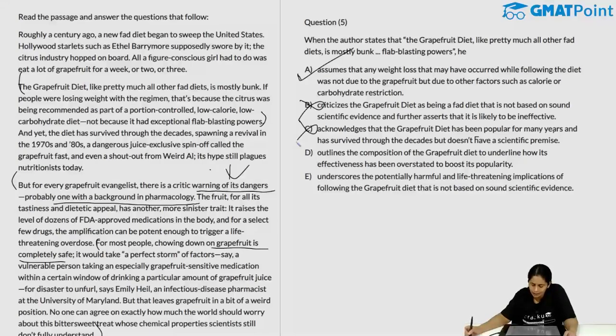D outlines the composition of the grapefruit diet to underline how its effectiveness has been overstated to boost its popularity. He doesn't outline the composition. I don't know exactly what the grapefruit diet is. After reading the passage, I don't know how exactly you are supposed to follow the diet, what its composition is. So this is definitely not the answer. E underscores the potentially harmful and life-threatening implications of following the grapefruit diet that is not based on sound scientific evidence. This does not give the risk part. That risk part of potentially life-threatening and harmful is in the later paragraphs. So in that particular part, he does not underscore that point. So E also can be eliminated. Only A tells you exactly what he is doing through that particular line. So A is the right option.